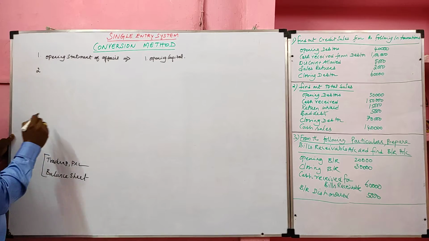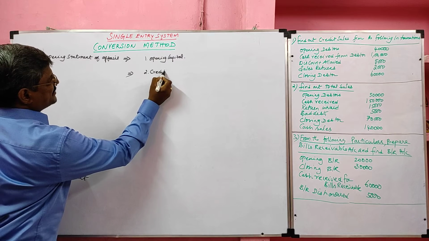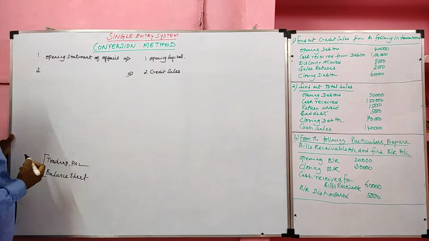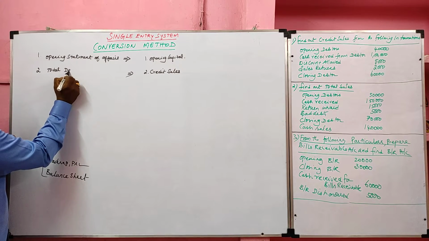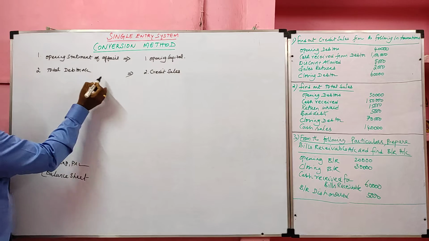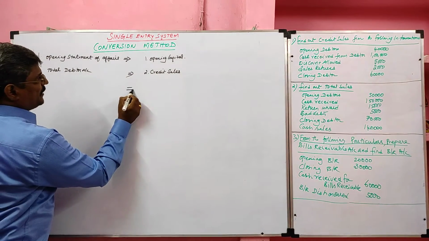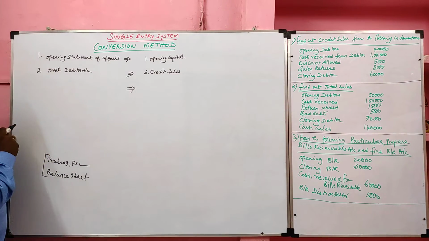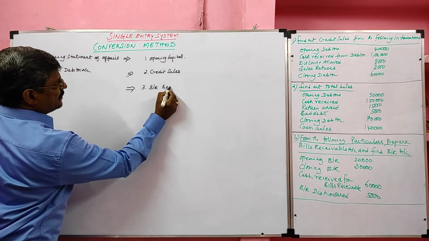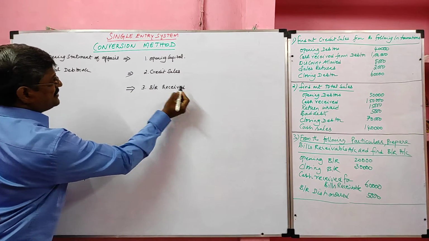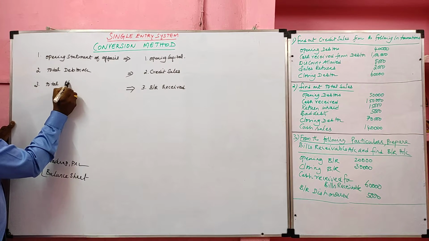Second, the missing information is credit sales. By preparing the total debtor account, we can ascertain credit sales. For the preparation of the total debtor account, we need bills receivable received. That we can ascertain with the help of the total bills receivable account.